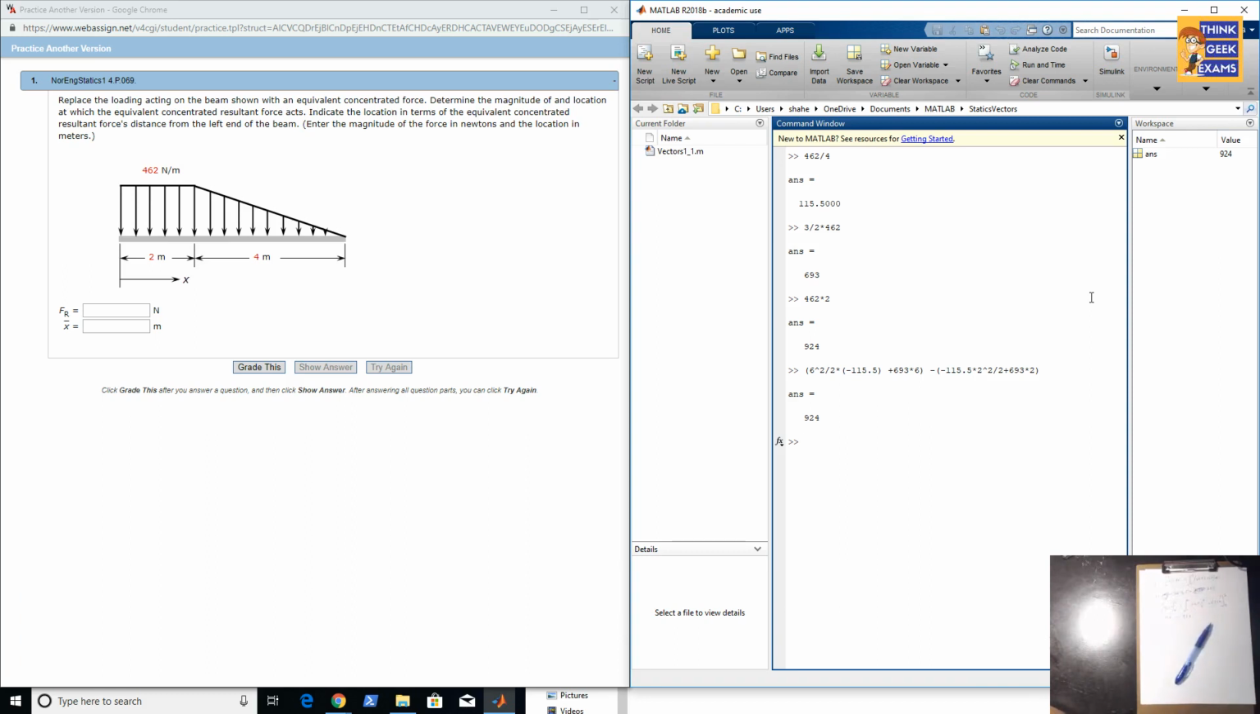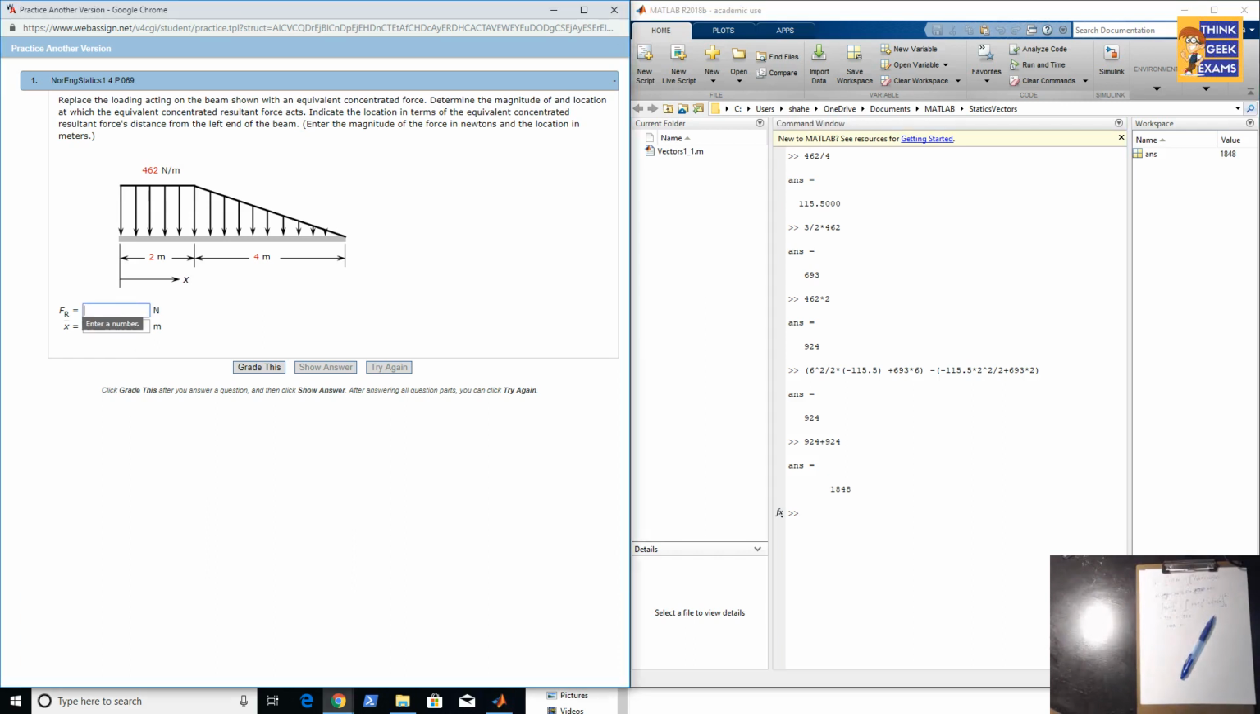So 924 times 2 is 1848. Okay, that's our total amount of force. So I'm just going to write that in here, 1848 on the answer sheet, and then we have to calculate the MR to get the X bar over there.